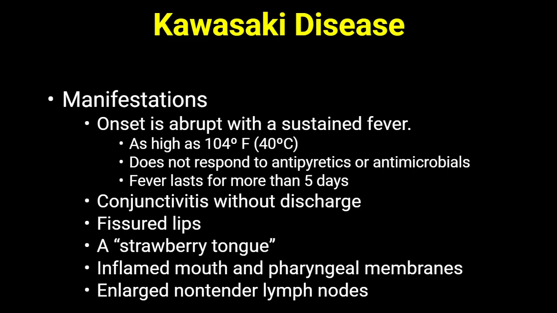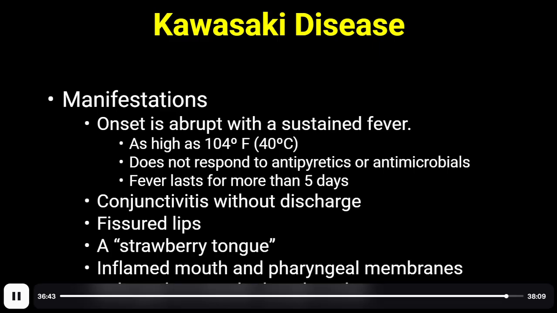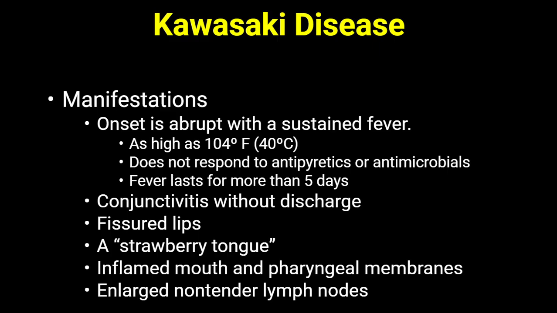This is a key distinguishing feature. Fever lasts more than 5 days. Conjunctivitis without discharge, bilateral, non-exudative. Fissured lips, strawberry tongue, red, swollen with prominent papillae. Inflamed mouth and pharyngeal membranes. Enlarged, non-tender cervical lymph nodes, usually unilateral, greater than 1.5 centimeters. Other features include rash, edema of hands and feet, and desquamation of fingertips later in the illness. The diagnosis is clinical. There's no specific test.